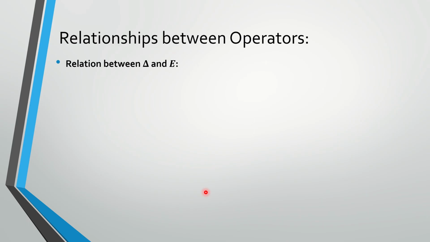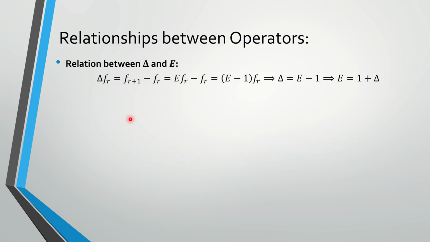There are some relations between these operators. So we talk about first del and E. You know del can be defined in this form, and this is what we will have: E f_r minus f_r. Then we take f_r out, so we have (E-1) f_r. Since f_r is an arbitrary function applying on del and E-1, it means del is basically equal to E-1, or we can say E is equal to 1 plus del.